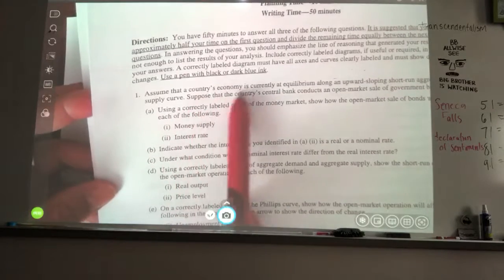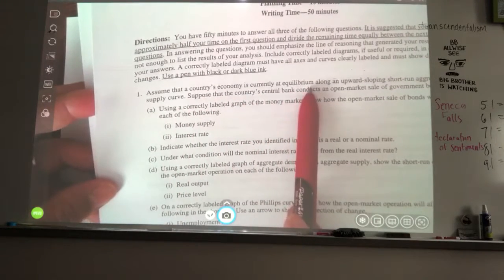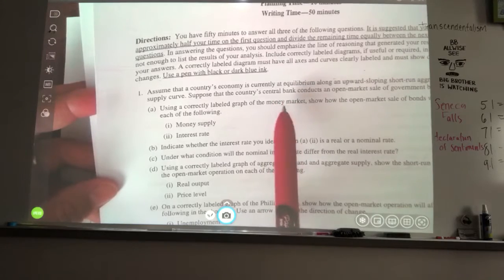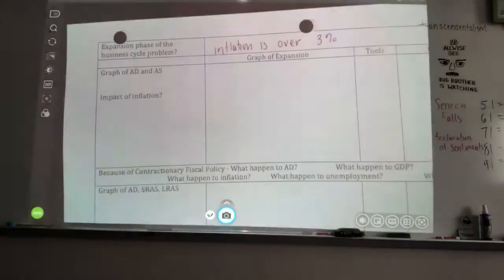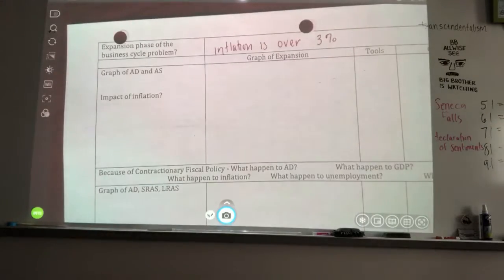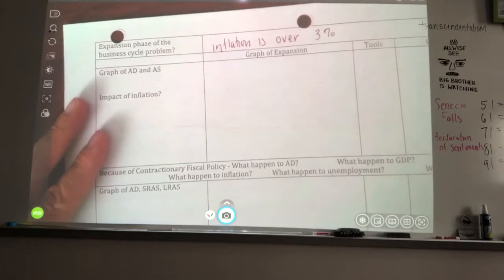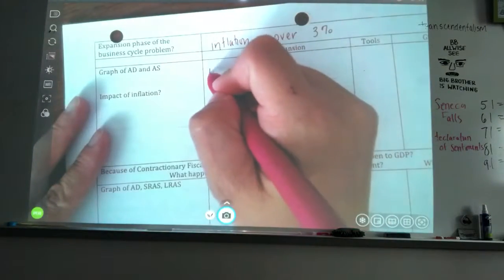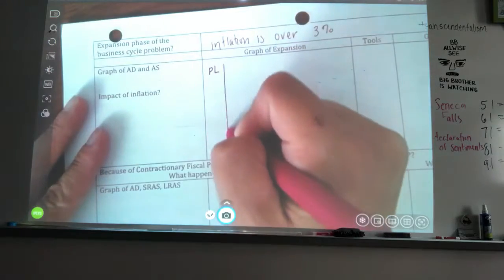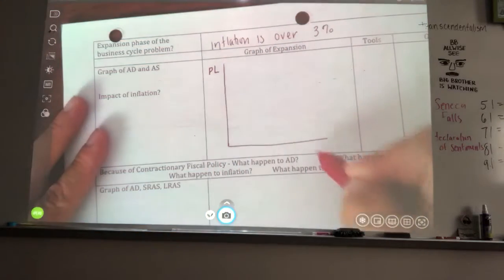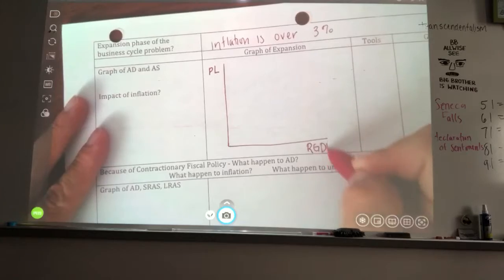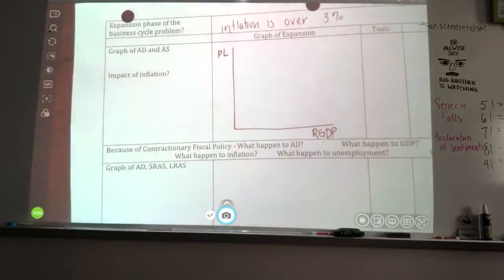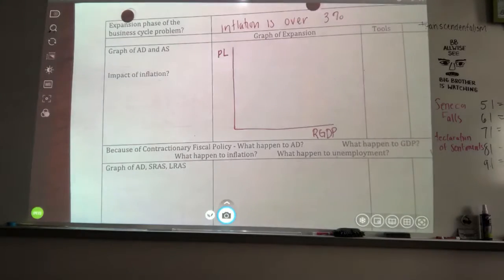Okay, assume a country's economy is currently at equilibrium. So it will tell you where you need to be to start off your prompt. Now we know inflation is our problem. It asks us to graph aggregate demand and aggregate supply with inflation. So I know this is going to be my price level. What is this axis right here? Real GDP. On a lot of these AP questions, they give you 1 point for being able to label the axis. So there we go, we got a point.